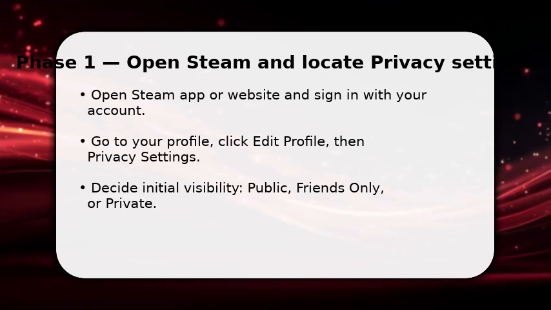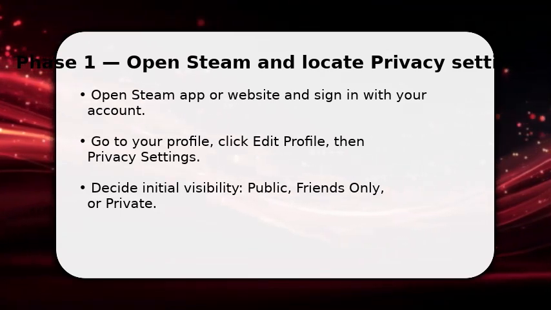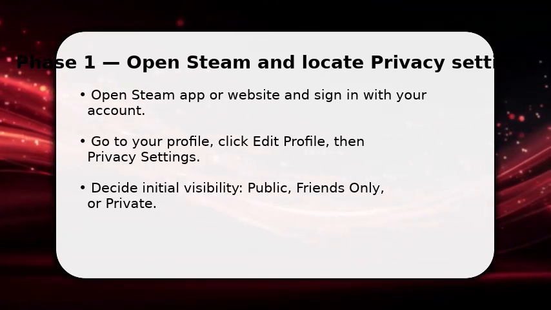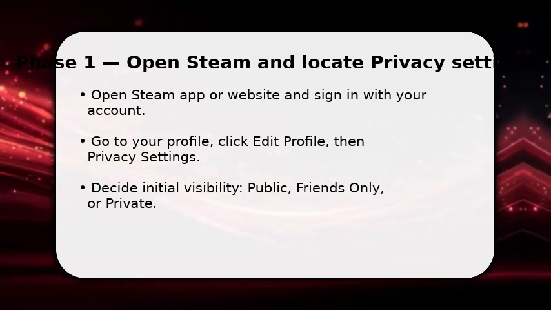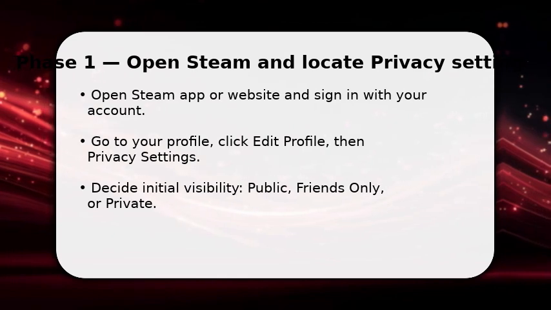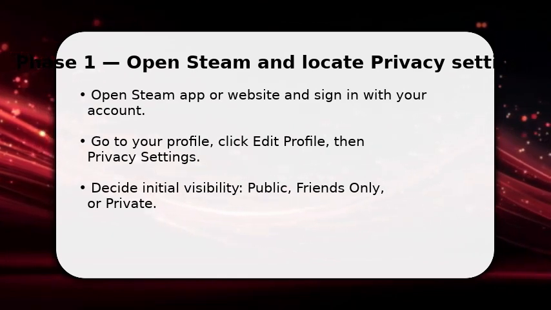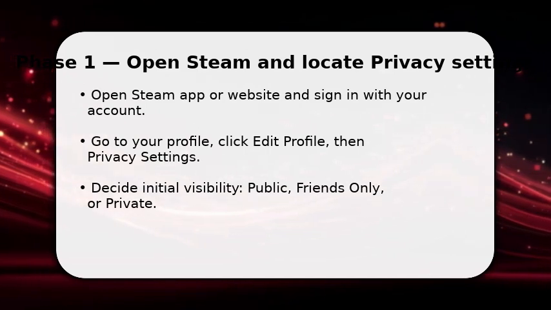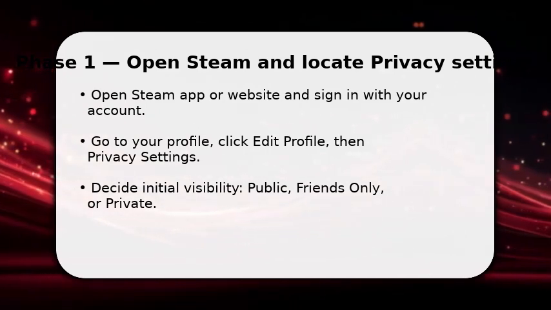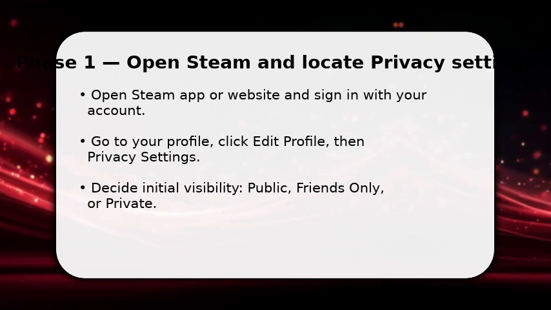You start by opening Steam and signing in. This ensures your changes apply to the right account. Next, click your profile, choose Edit Profile, then Privacy Settings. Those menus lead directly to visibility controls. Set a temporary choice like Friends only to limit exposure while you review options. Do this now so later steps act on a known baseline.